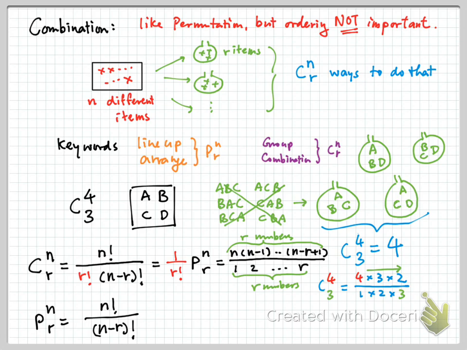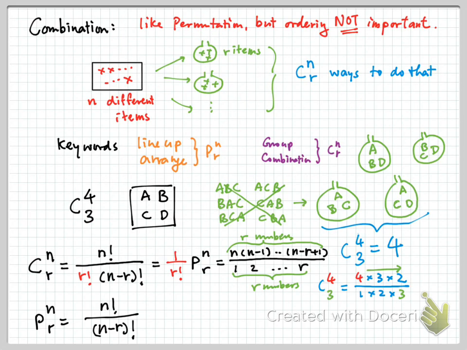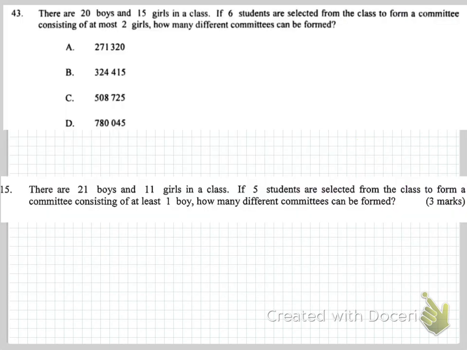To calculate the value, you can use the calculator, or you can invoke the factorial notation to calculate the nPr and the nCr. Alright. So that was what we talked about previously. Now it's time for us to look at some past paper questions. These are some examples taken from DSE past papers. Some of them are MC questions, some of them are Section B questions.